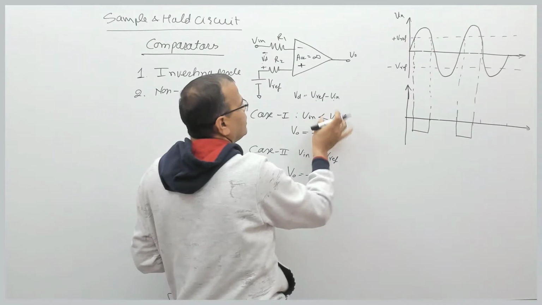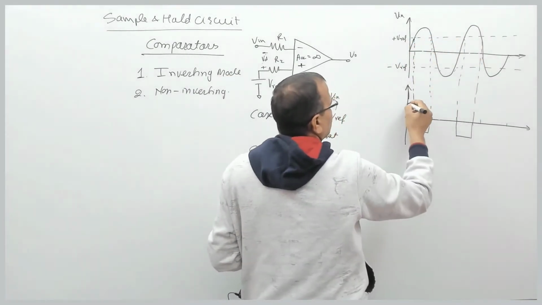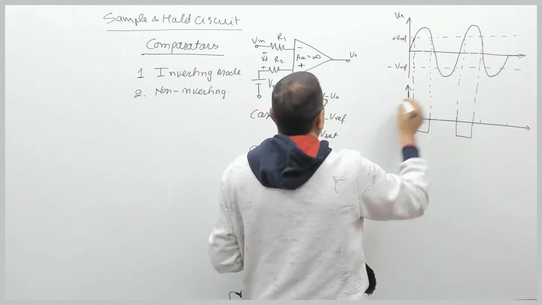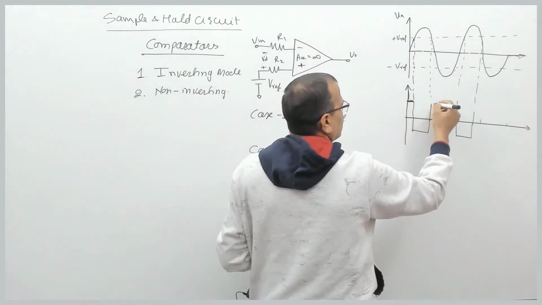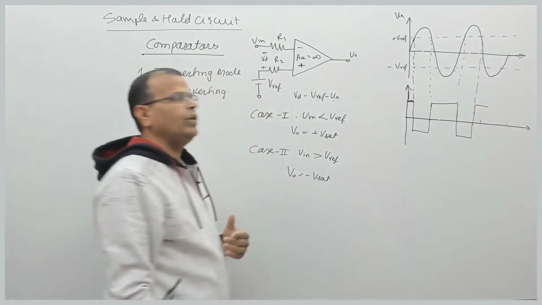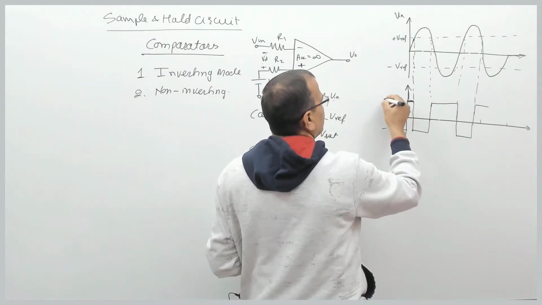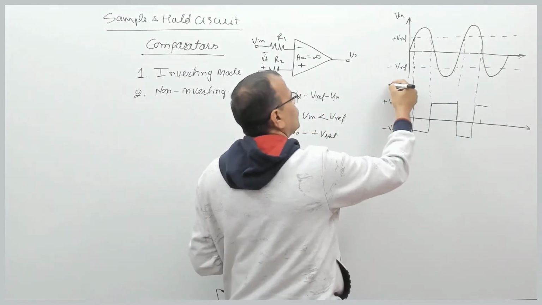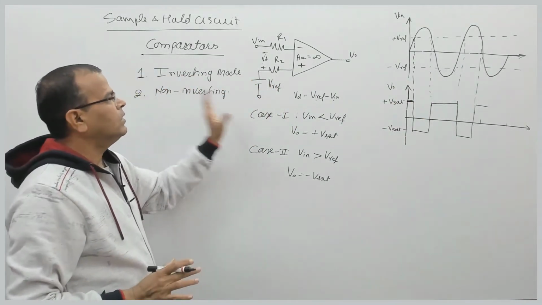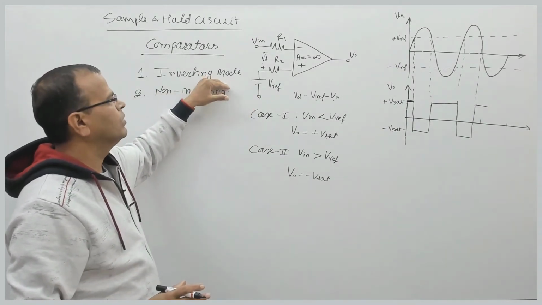When the input voltage is less than reference, that is this portion, the complete portion of input, in that case the output voltage is plus Vsat. So where the input voltage is less than Vref, the output voltage is, not Vref, the output voltage is Vsat. So this is minus Vsat, and this is your output voltage. That's it. This is the circuit which is nothing but the inverting mode, right?